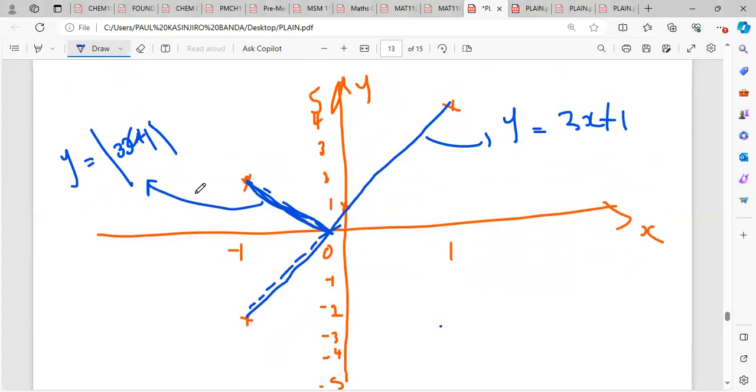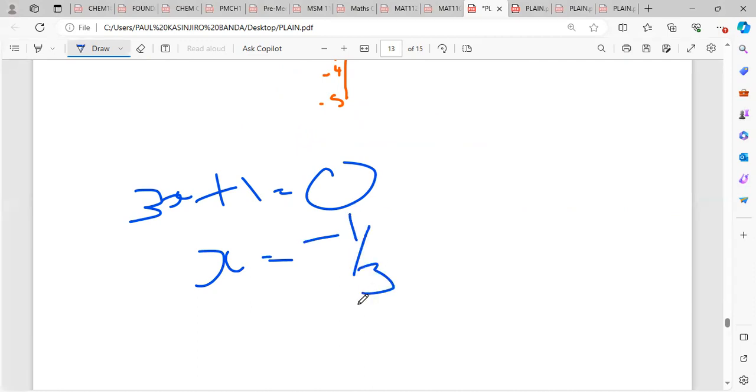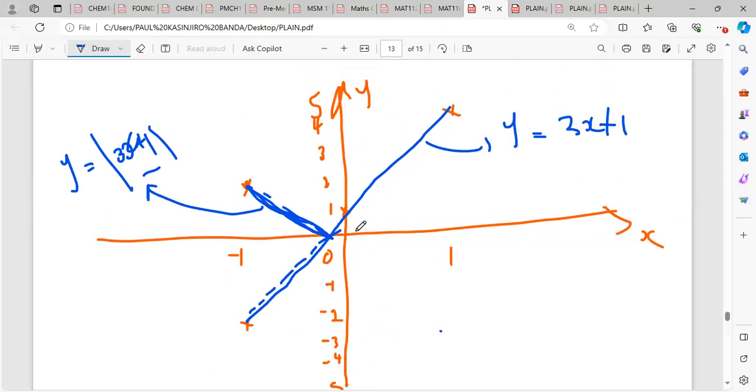Okay, you simply equate whatever you have in your modulus to 0. So for x, meaning 3x plus 1 is equal to 0. If you solve for x there, you are going to realize that it's going to be -1/3. So this specific point here is where it's bouncing off.